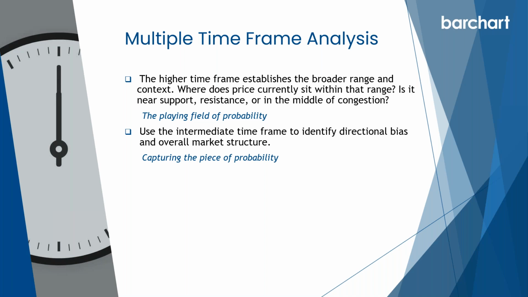The intermediate time frame identifies the directional bias, the trend's your friend, and our market structure, as in an uptrend is a series of higher highs and higher lows with impulses and corrections connecting the two.